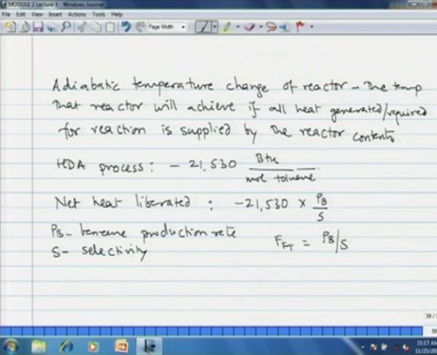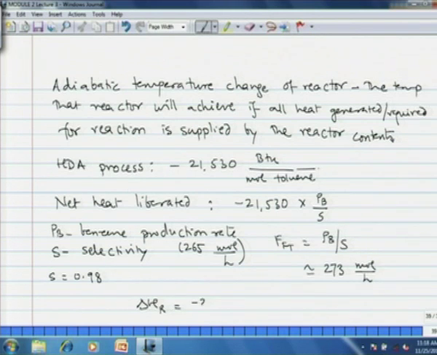Okay. Now, we had considered example of production rate of benzene at 265 mole per hour and selectivity as, let us say, 0.98 or 96. So, the FFT is approximately 273 mole per hour, and then the net heat liberated delta HR is minus 21530 into 273, that is minus 5878 into 10 to power 6 BTU per hour.